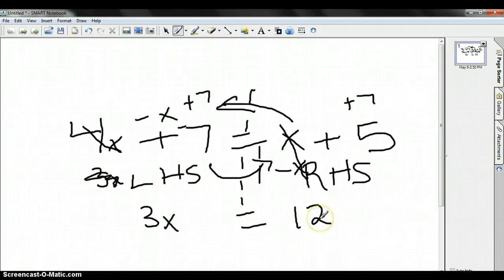Now, if you're getting confused right now, don't worry. You're going to be able to solve this stuff in about 2 classes, guaranteed.